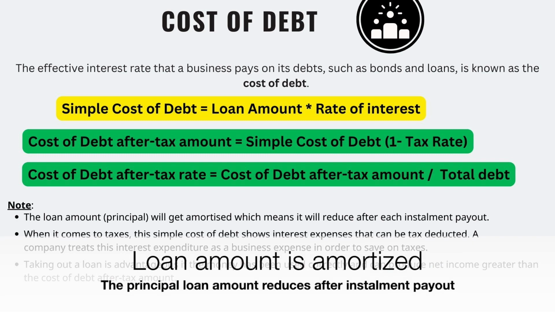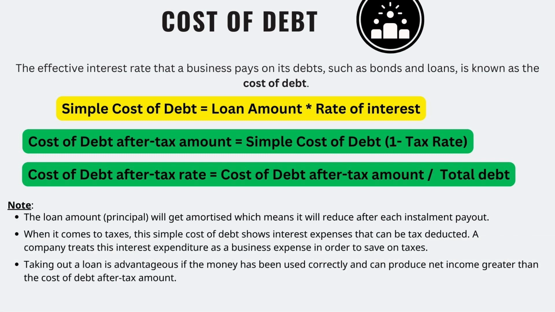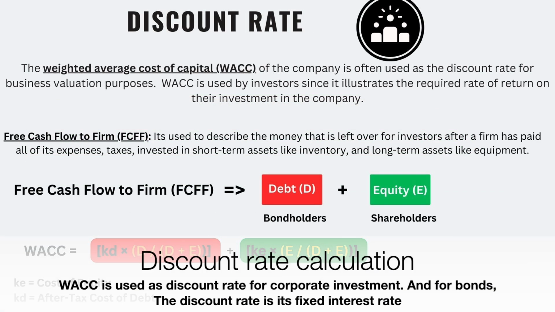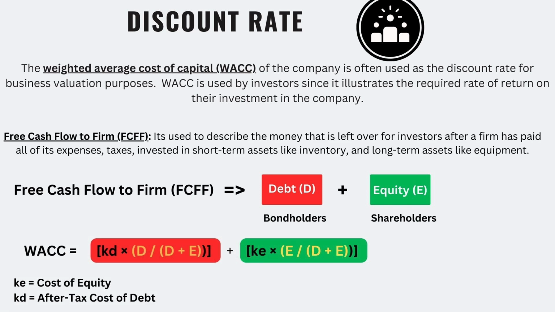One important thing to note here: the loan amount will get amortized, which means it will reduce after each installment payment. Now as the company's capital structure consists of debt as well as equity, for the discount rate, the weighted average cost of capital is used. The weighted average cost of capital illustrates the required rate of return for an investment in the company, which has both debt as well as equity in its capital structure.